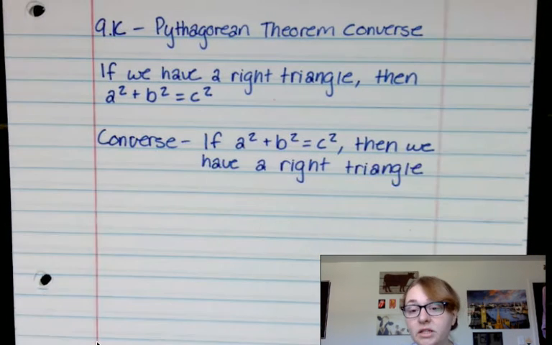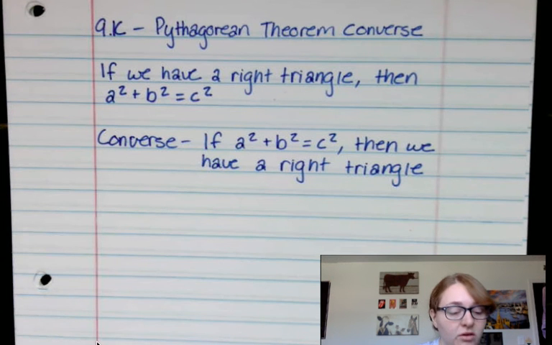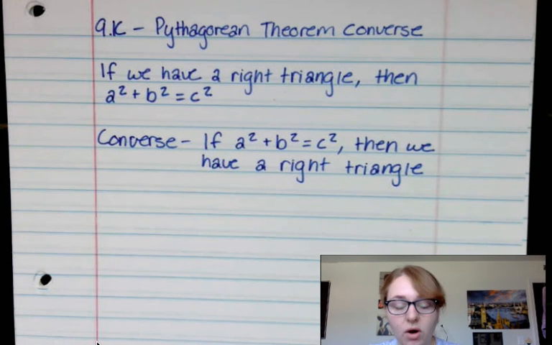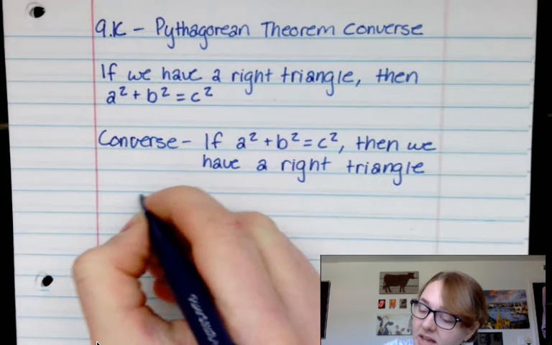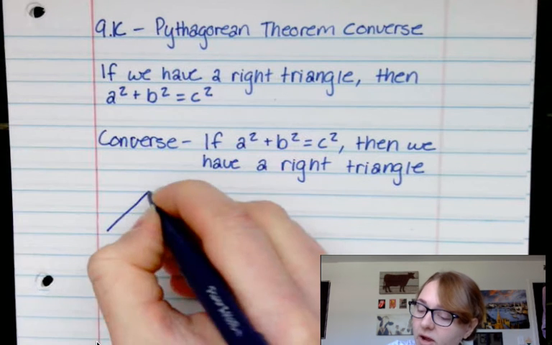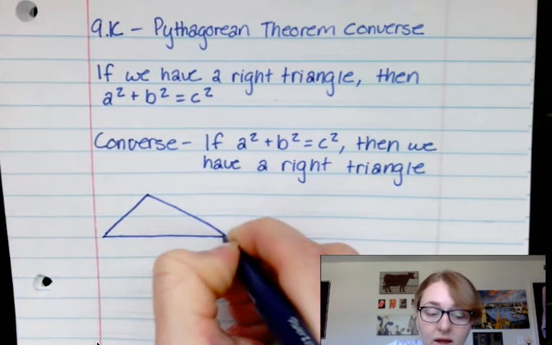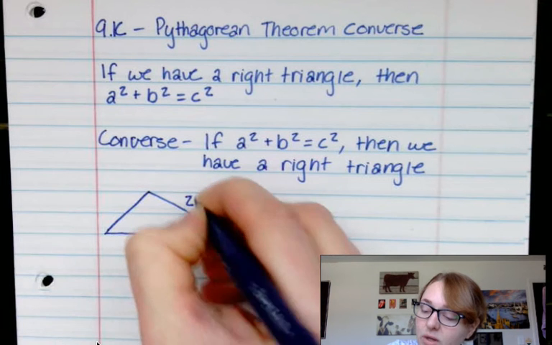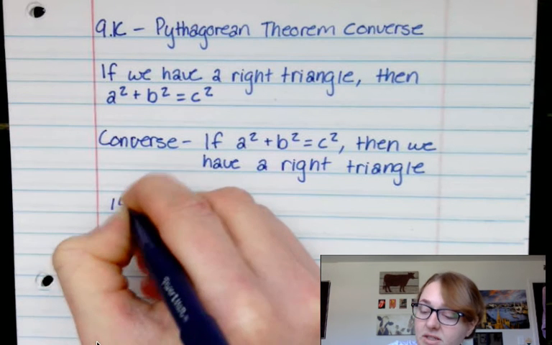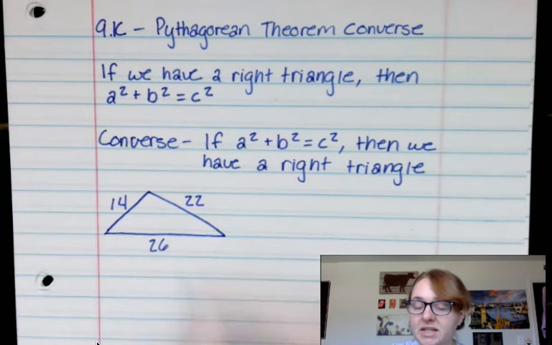All right, so we're going to take a look at some examples today where we are given all three side lengths, and we're going to determine whether these triangles are, in fact, right triangles. So our first example today, we have a triangle that looks like this, and we have the lengths of 22, 14, and 26.